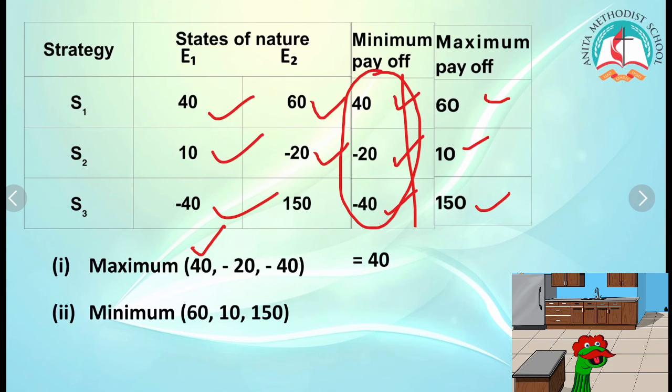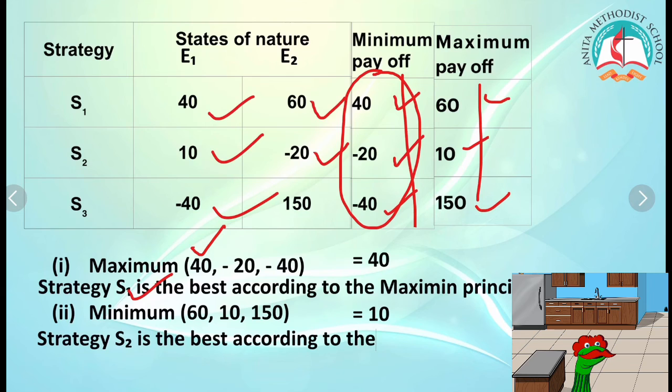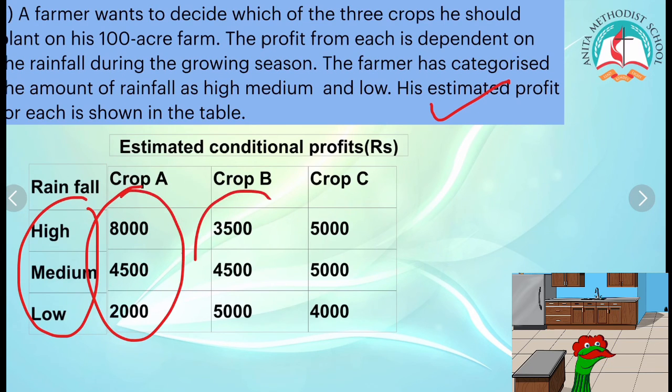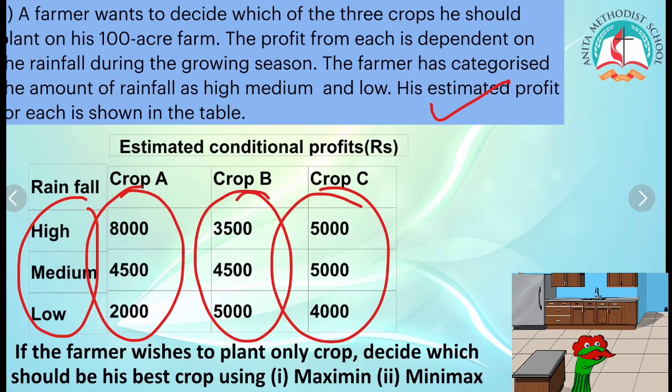Okay, S1 is the best strategy. Similarly, coming to this, find out the minimum of this, which is the minimum here, that is equal to 10. Okay, and in the first case, which is the best? S1 is the best according to the maximin principle. In the second one, S2 is the best because 10 is present in the second place according to minimax principle. We move on to the next question, and here a farmer wishes to plant, and according to the rainfall he has constructed the profit. We have to choose which crop he has to choose. Okay, according to maximin principle and the minimax principle.